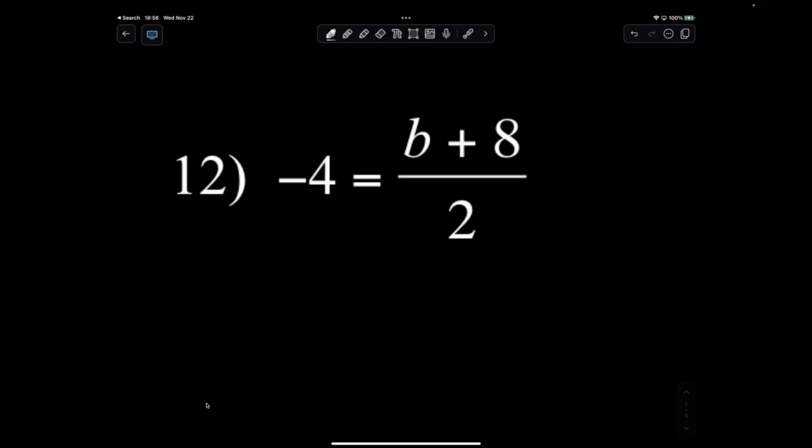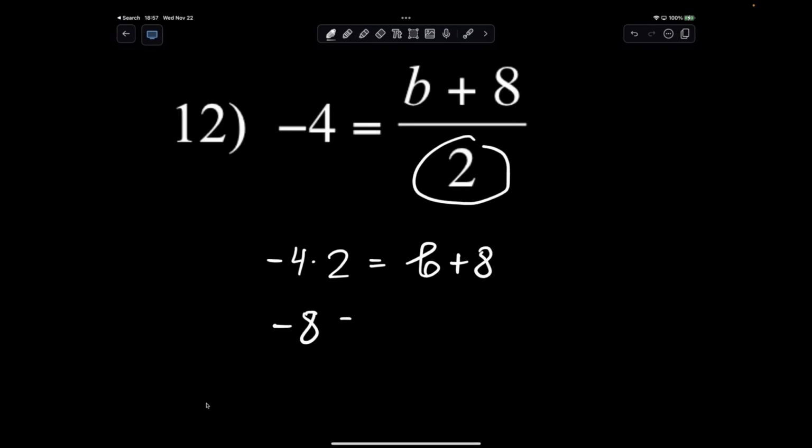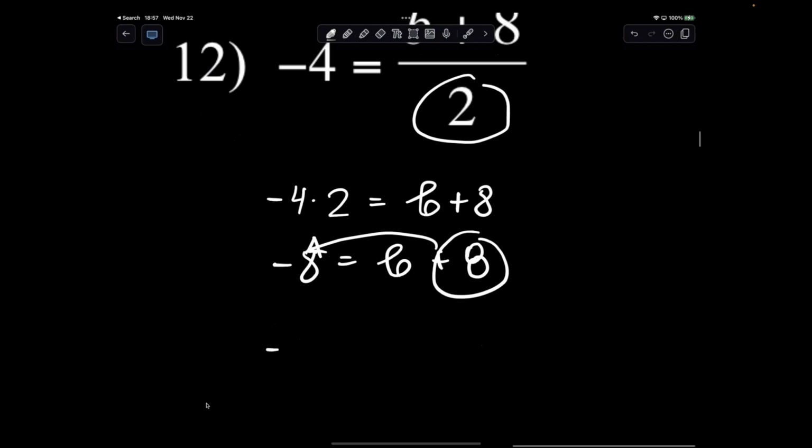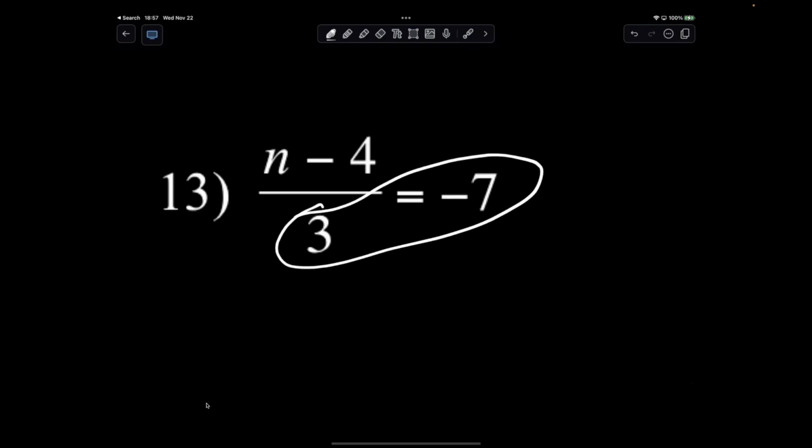Here, again, first, we're going to multiply by the denominator. Negative 4 times 2 equals b plus 8. So negative 8 equals b plus 8. Grab positive 8, cross the line, change the sign, negative 8. Minus 8 equals b, negative 16 equals b, or if you would like, you could just flip it like that, b equals negative 16.